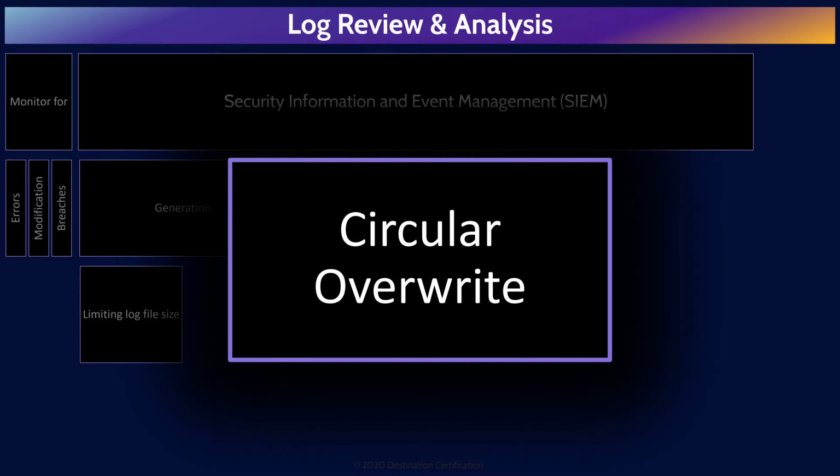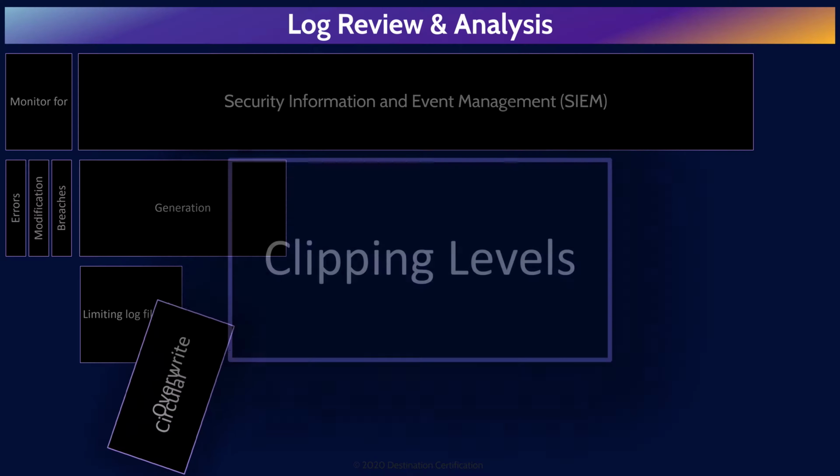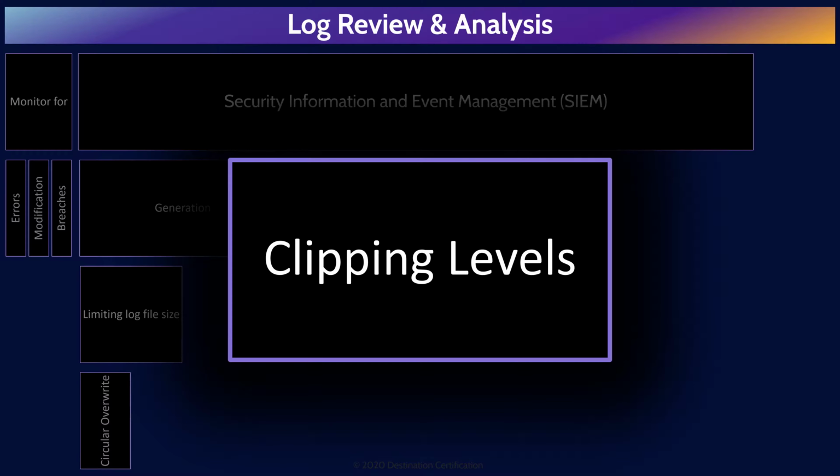Circular overwrite is the idea that you set a maximum log file size, say 10 megabytes or 10,000 lines, and then you begin writing log event data. When the system reaches the maximum size, say 10 megabytes or 10,000 lines, it'll circle back to the top of the log file and begin overwriting until it reaches the max file size again and circles back yet again to the top and begins overwriting. Rinse and repeat.